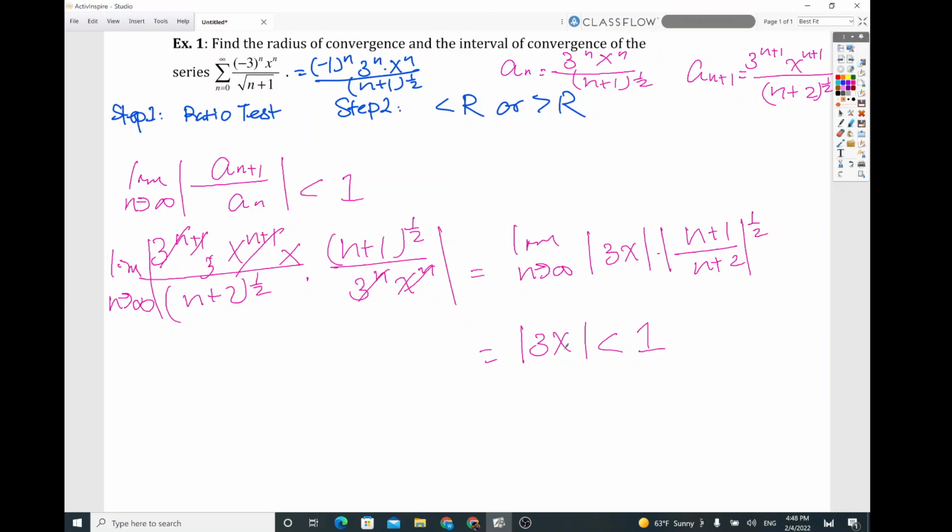Okay, so 3x, as you can see right here, we can just solve for x. So by the time we solve for x, we want to split it, going back to what we did in algebra 1 or algebra 2, negative, positive. So for the negative, 3x is less than negative 1. And then for the positive, 3x is greater than 1. So that means x is less than negative 1/3, and then x is greater than 1/3.